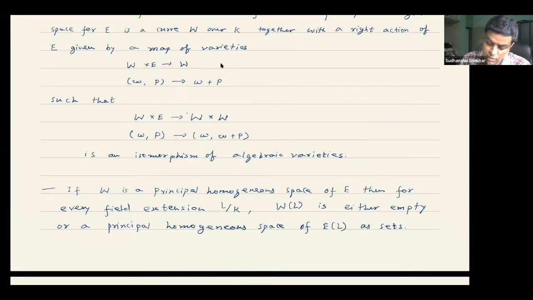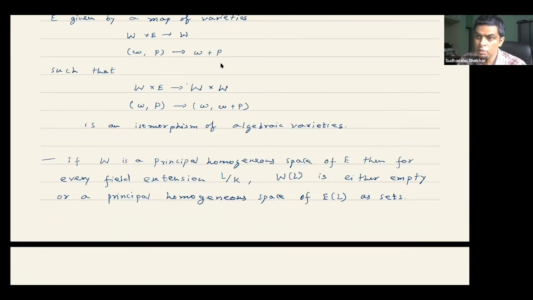It's an immediate consequence of this definition that if we have a principal homogeneous space for an elliptic curve E, and you take a field extension L over K, then two cases can occur. Either W has no point over L, or, remember for principal homogeneous spaces of sets we demanded that W should be non-empty. So if W_L has no point, then anyway it's not a principal homogeneous space. But if it has a point, then it's a principal homogeneous space of E_L as sets.